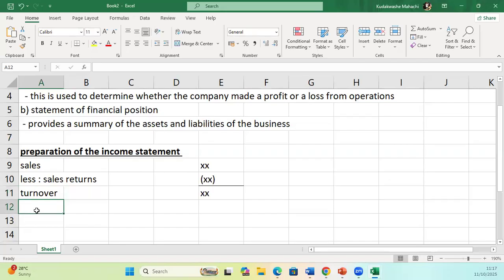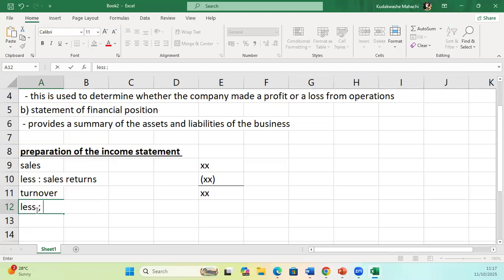So this represents what you got from sales. So to determine the profit, you say what you got from sales less the costs you incur. So what you got from the sales less the costs that you incurred. So we then less the cost of sales.